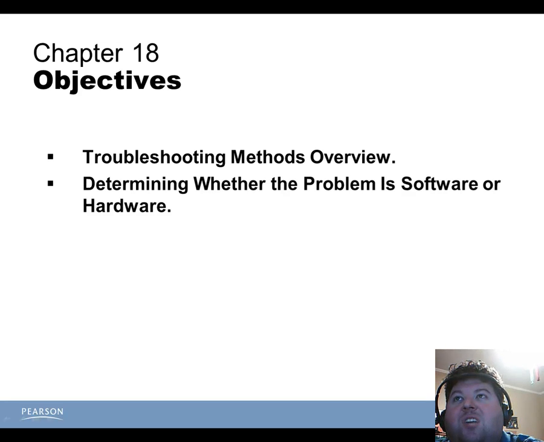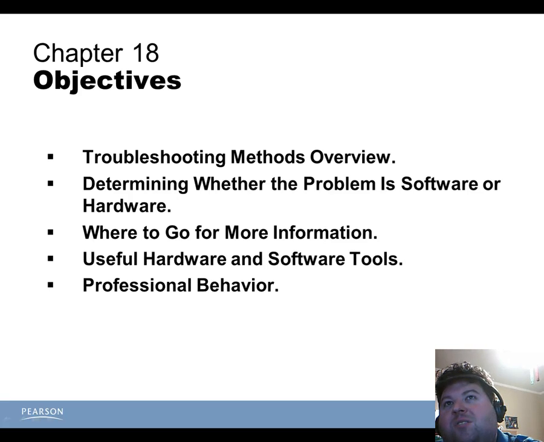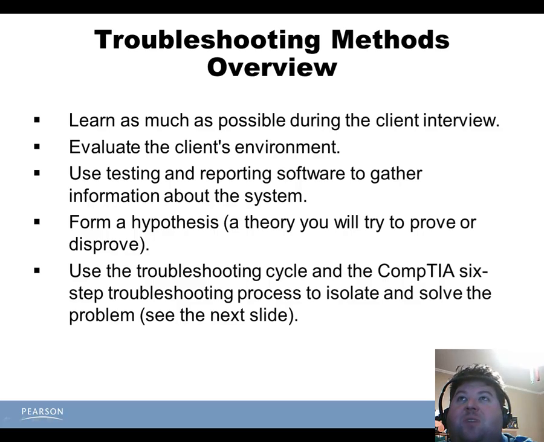So the objectives: we're going to go over the troubleshooting methods. We're going to talk about whether the problem's software or hardware, where to go for more info, hardware and software tools, and professional behavior. So things that you need to do is learn as much from the client that you're working with as possible. You really have to listen to what they're saying, because a lot of time they're going to give you information that you don't need. And that is not because they're trying to waste your time. It's because, honestly, in most cases, if you've been called in to fix the problem, they have no idea what they're doing, and they don't know what kind of information you need. So learn as much as possible from the interview.